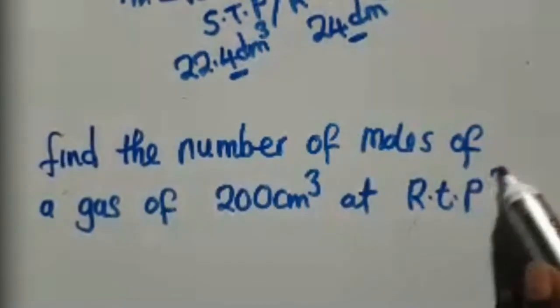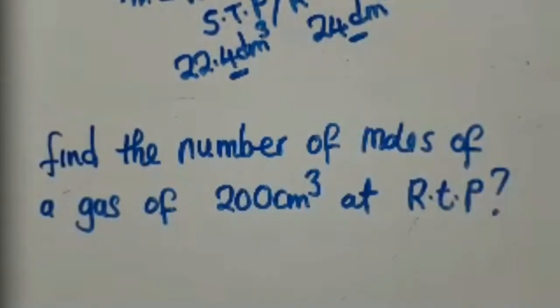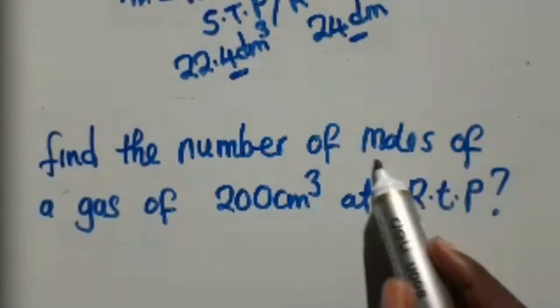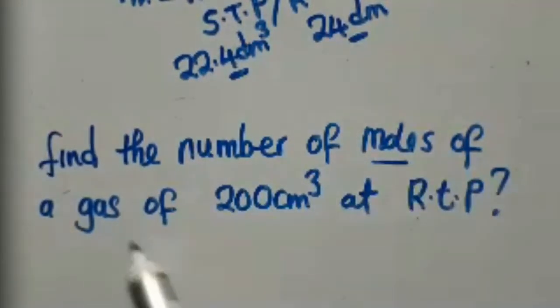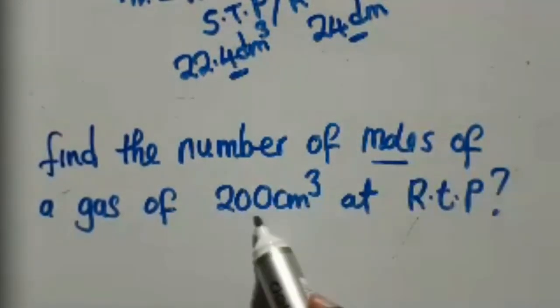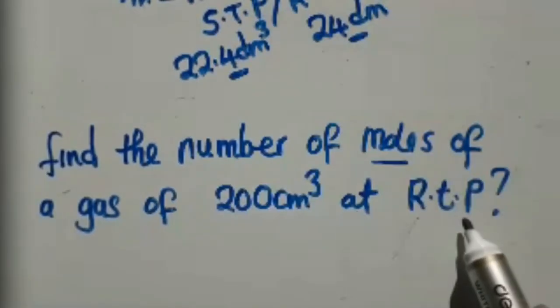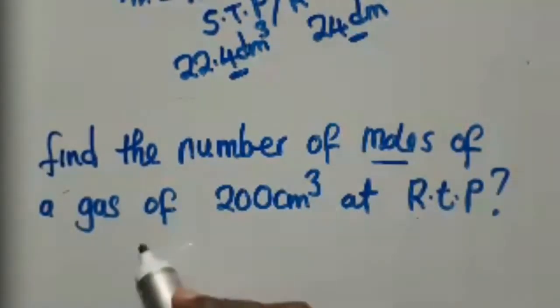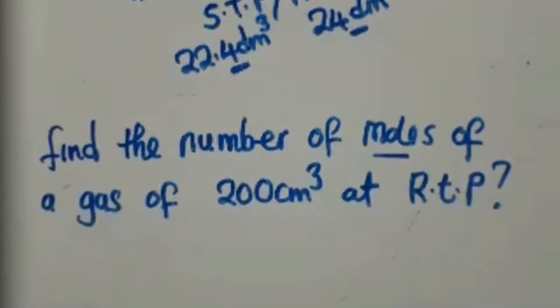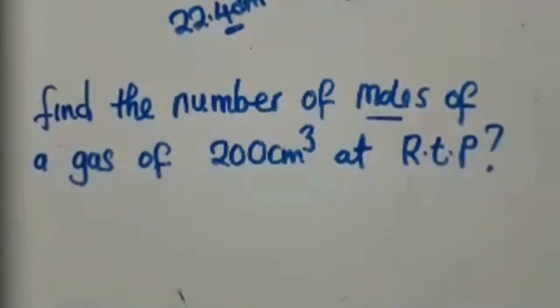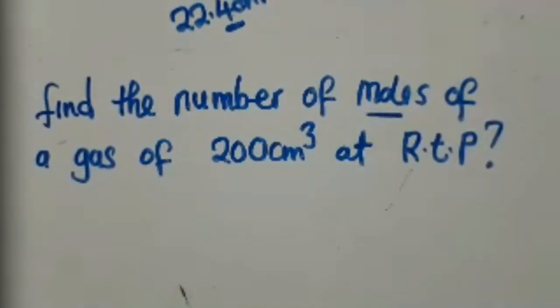This is the question you are given. You are told to find what? The number of moles of a gas of this volume at RTP. So you know the formula to use; straight away you go to the formula you are going to use. In this case, which formula are you going to use?